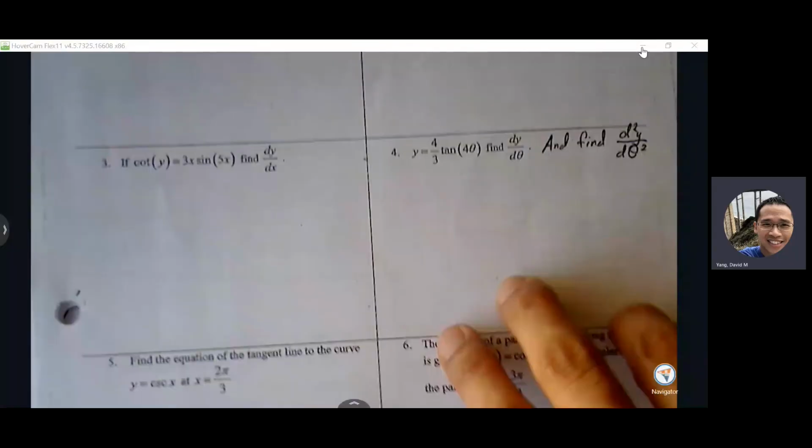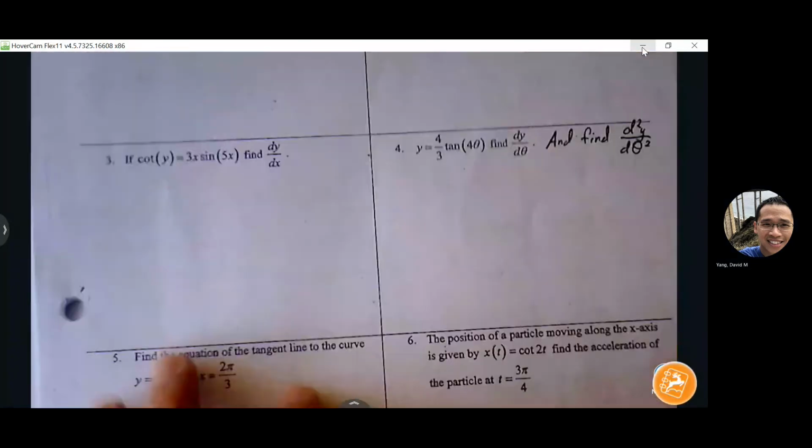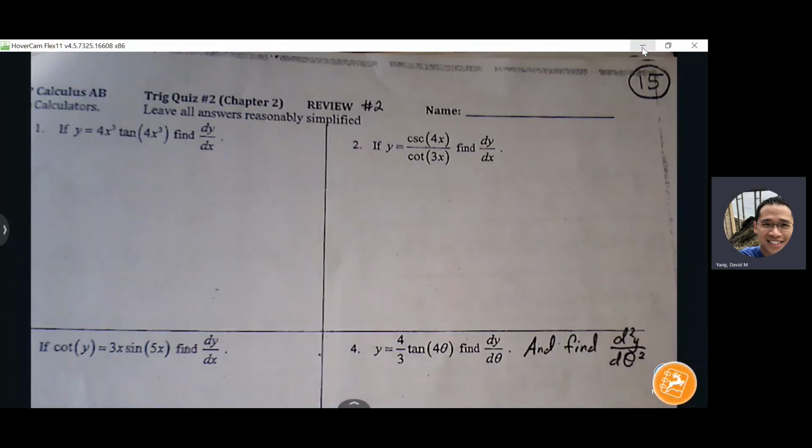We finished all of page 15 in our packet. Thank you. We skipped number 2.